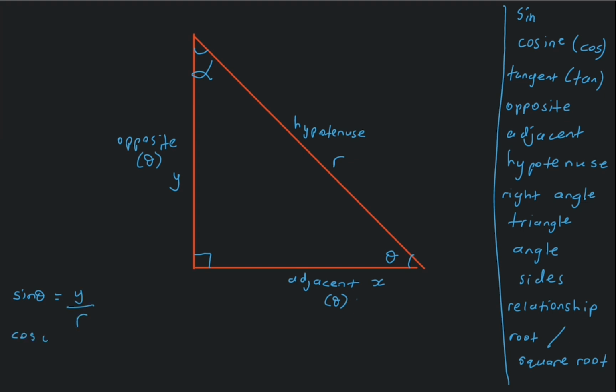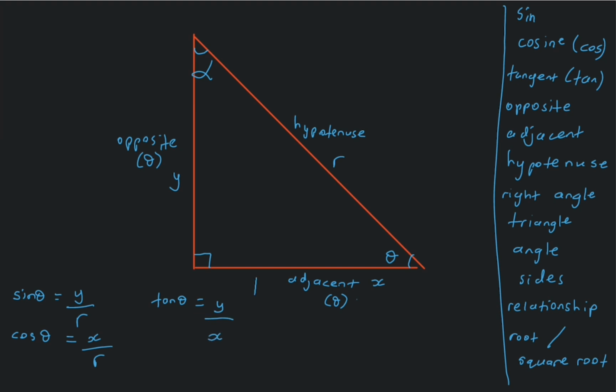The cosine of theta is equal to the adjacent, this is x, divided by the hypotenuse, r, okay? And what is the tangent of theta? This is equal to the opposite divided by the adjacent, okay? The opposite is y, the adjacent is x, okay?